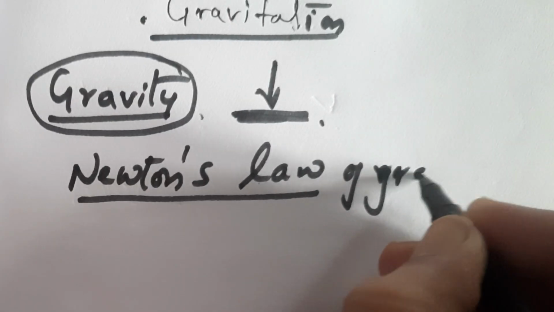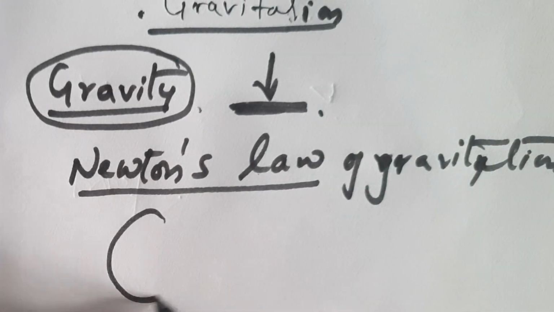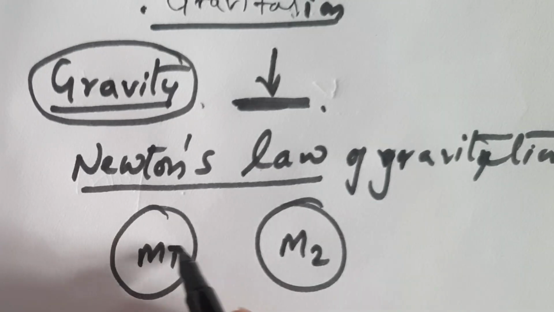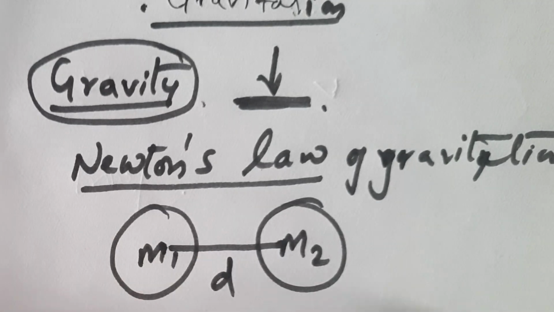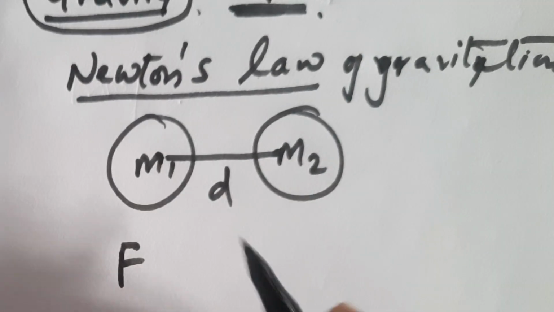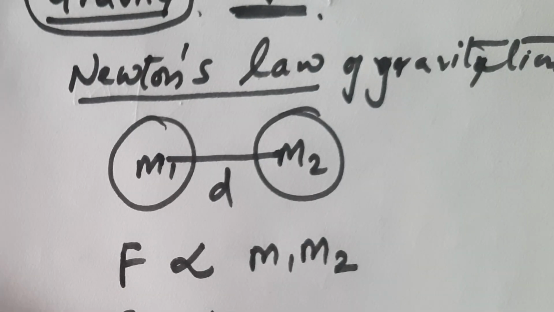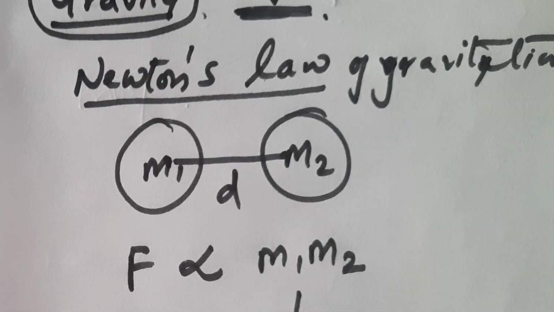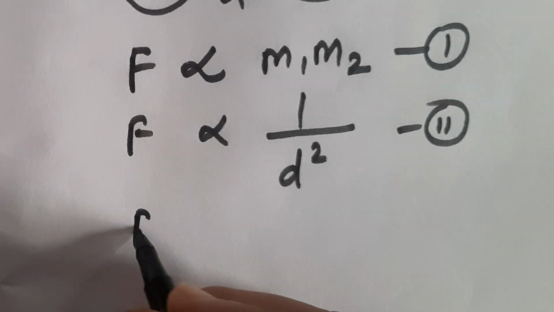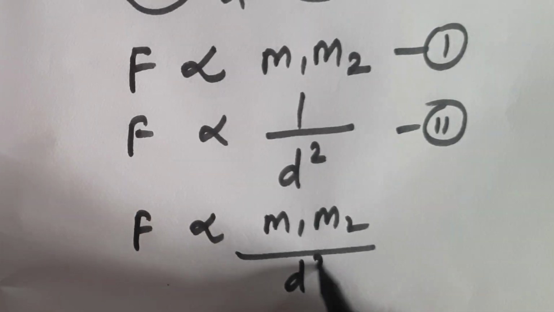As per Newton's law of gravitation, every object in this universe, let two objects be of masses m1 and m2, separated by the distance d. The force between the two objects is directly proportional to the product of their masses and inversely proportional to the square of the distance between them. So this is the first equation, and the next one is the second equation. If we combine them, we can write F is proportional to m1 m2 upon d square.